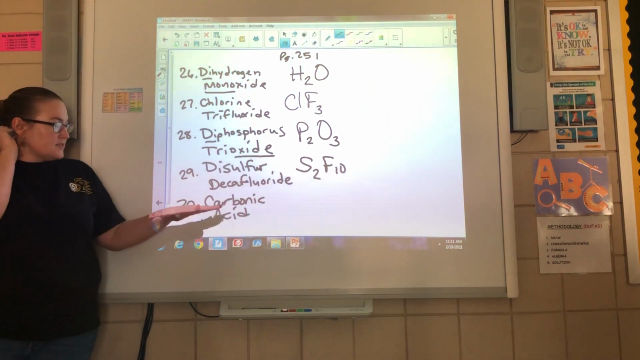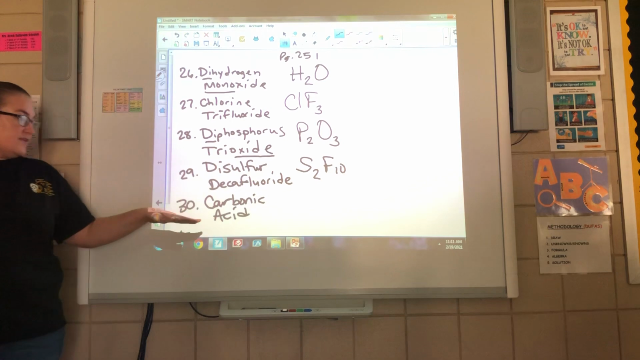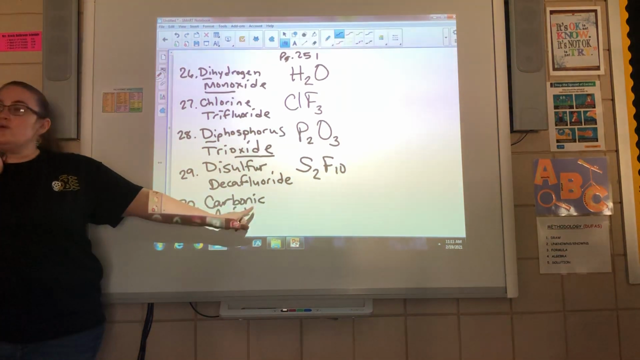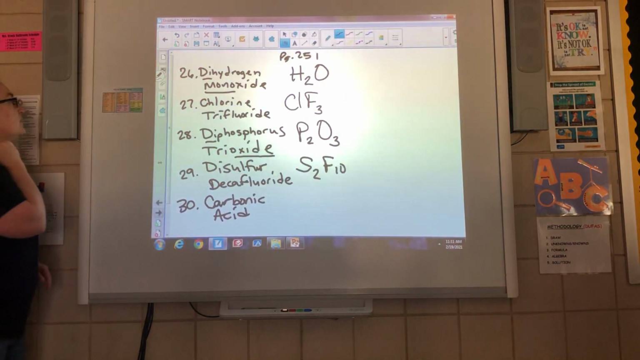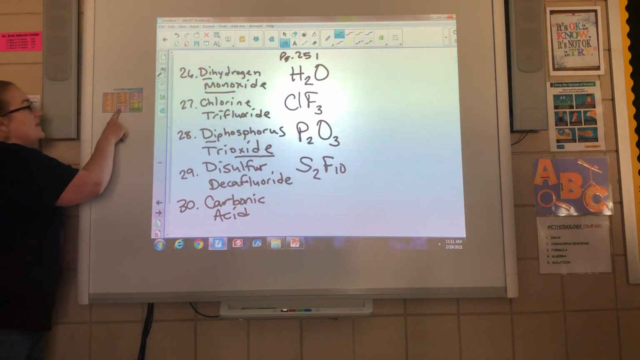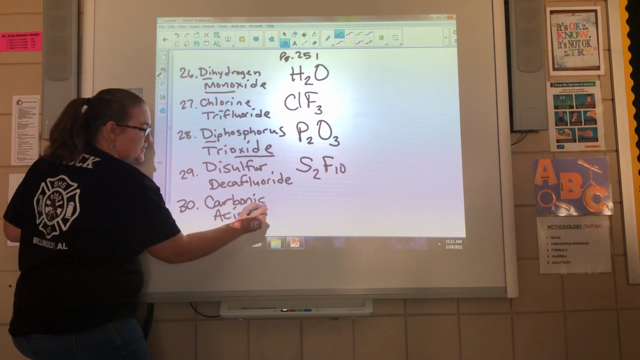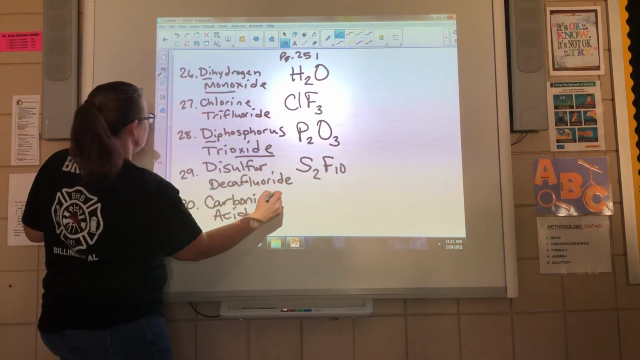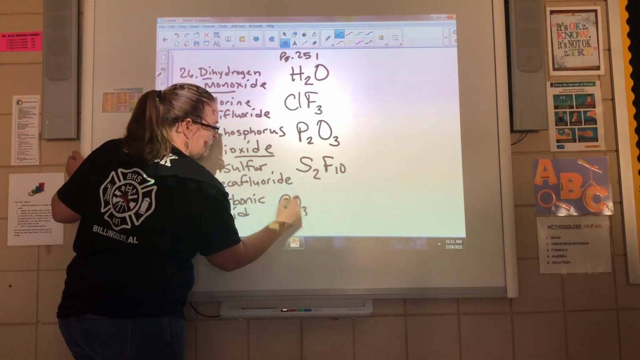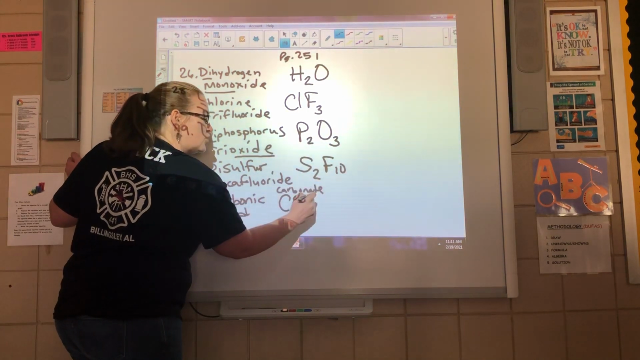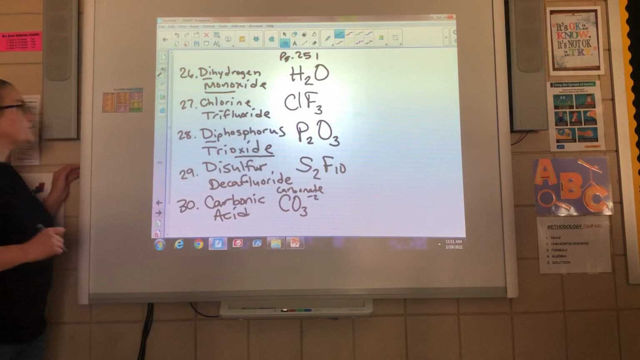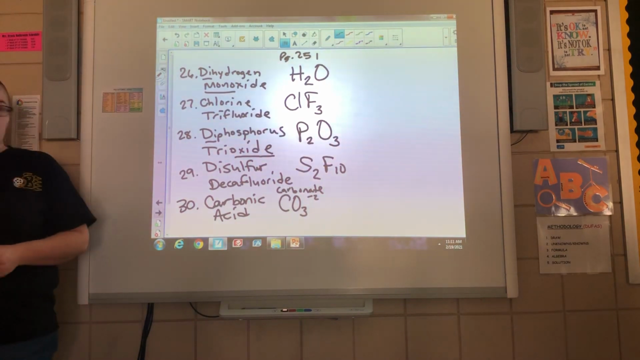All right, here's an acid, carbonic acid. So if it's an IC, what was it previously? ATE. So if I look, I have carbonate. And carbonate is CO3, and its charge is -2. It has a charge on it of -2.